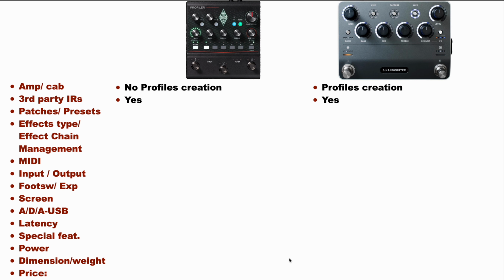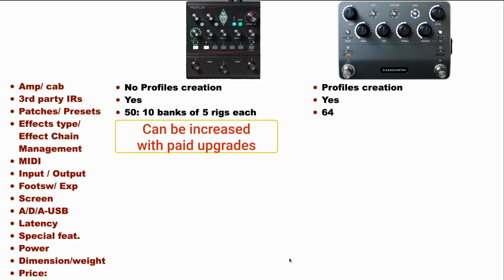performs. Both the units offer the possibility to load third-party IRs. In terms of patches and presets, the Kemper offers 10 banks of 5 rigs each, with a total amount of 50 presets, where the Nano Cortex offers 64 presets.